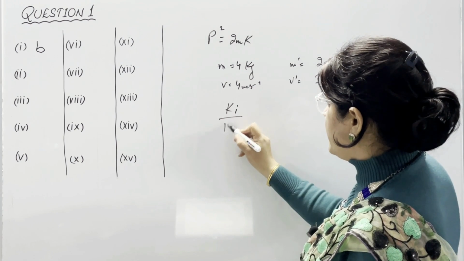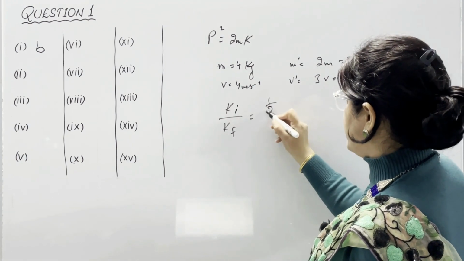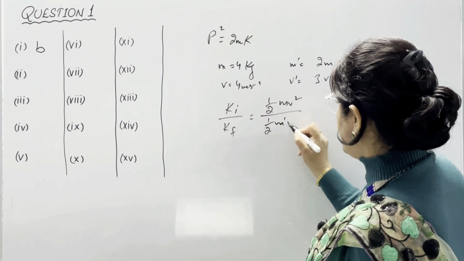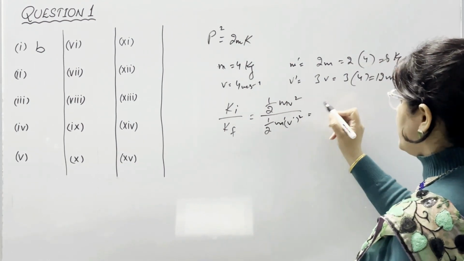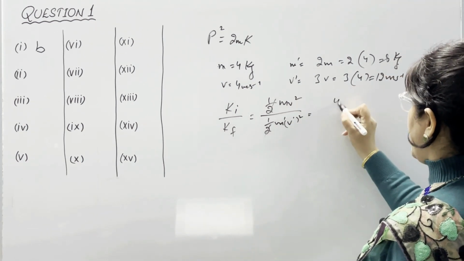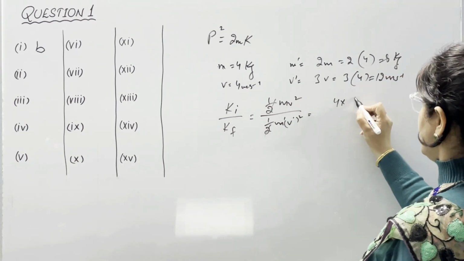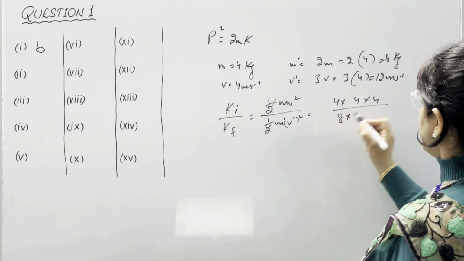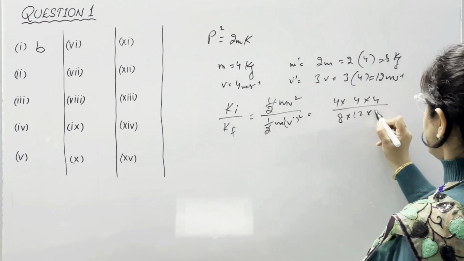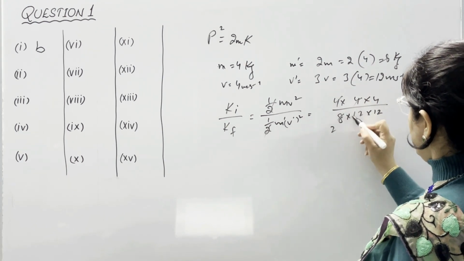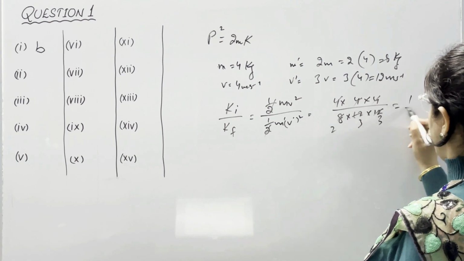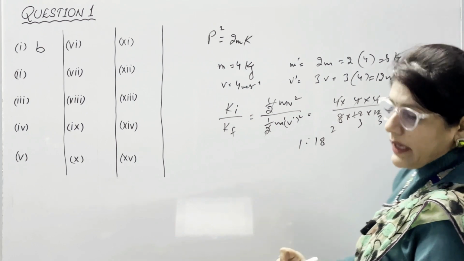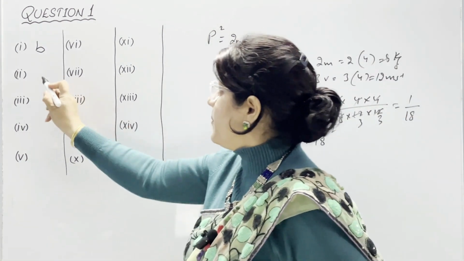Now, initial kinetic energy and final kinetic energy. Half mv square and half m dash v dash square, half cancelled. Value of m is 4 and v square is also 4 into 4. And the denominator m dash is 8 into v square is 12 into 12. So 4, 2, 8, 4, 3, 12, 4, 3, 12. 1 upon 3, 3 is 9, 9 is 18. So ratio is 1 is to 18 and this is our option number B.